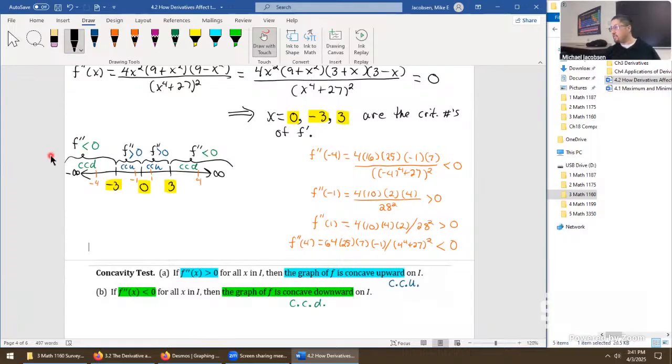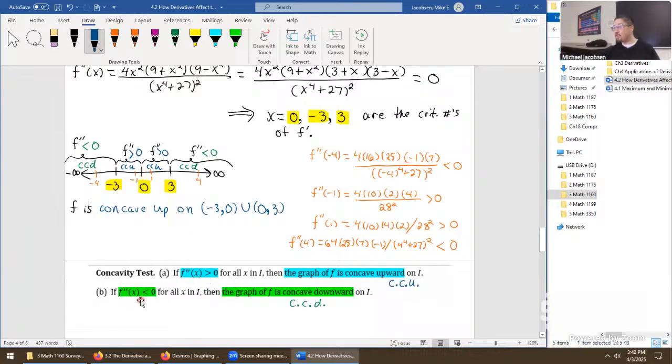We can say F is concave up on -3 to 0, union 0 to 3. And notice the really weird way I wrote that in. There's no concavity right at 0 because the second derivative itself is 0.